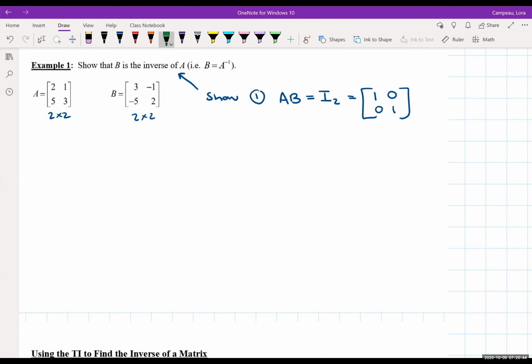But I do want to keep in mind that there's two things we have to show. We do have to also show that the reverse direction, B times A, is also equal to the identity matrix. So just for practice in our class, let's pull up our TI and just show the product of the two matrices in both directions, just so that we have that.